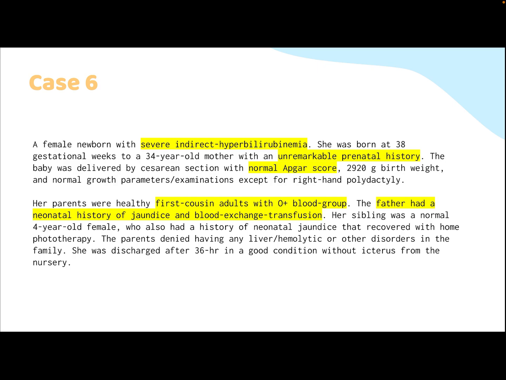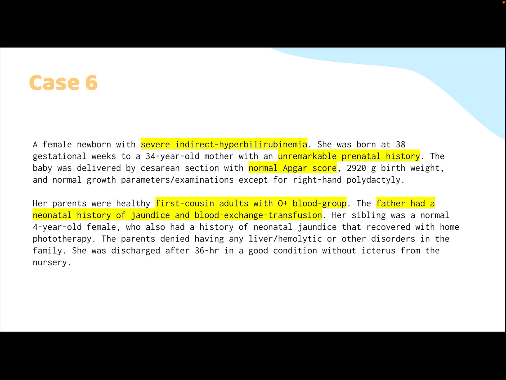The neonate was born at 38 weeks of gestation, so she is full term. There is no remarkable prenatal history. The Apgar score is normal. Normal prenatal history. The main problem here is severe indirect hyperbilirubinemia.